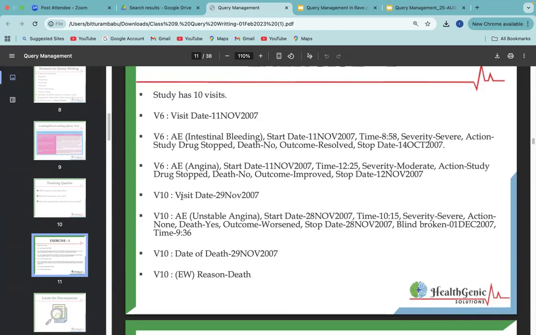So if you see here, on visit 6, they have also mentioned angina. Start date is 11th November. Time is 12:25. Severity is moderate. Action: study drug, they have stopped. Death: no. Outcome: improved. Stop date.